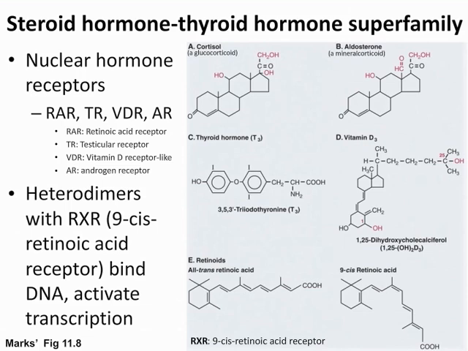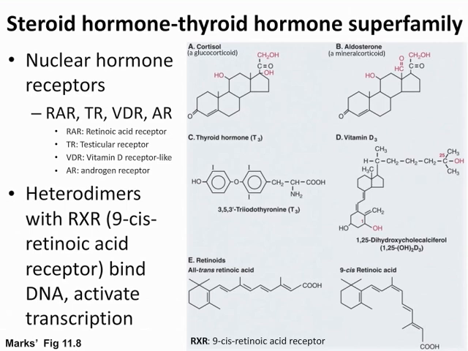So in this slide, we're talking about those intracellular receptors. Remember, intracellular is hydrophobic molecules. So this specifically focuses on the steroid hormone, thyroid hormone superfamily. So most of these steroid hormones are found in the nucleus. So they're nuclear hormone receptors. RAR, TR, VDR, and AR are all of the different types of receptors found there. So you should know what RAR stands for. TR, VDR, and AR. So that's all shown below.